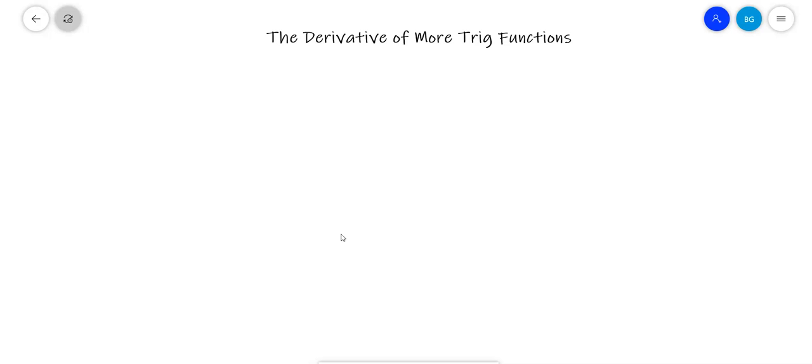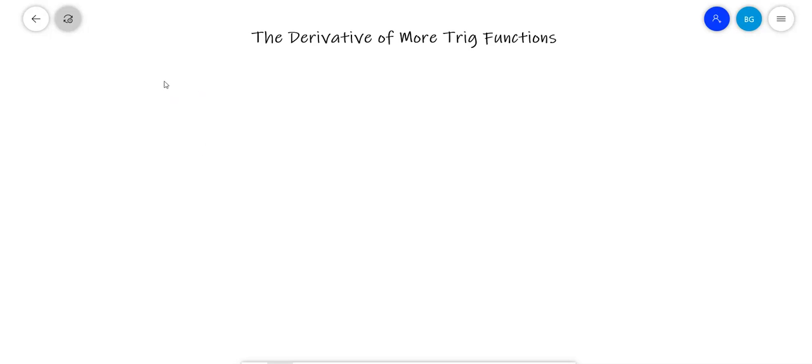So earlier we learned the derivative of a couple trig functions, sine and cosine, but we didn't go over any of the others. We kind of left those be, and I think now that we've learned some of those other rules for derivatives, it's time to actually go over the derivative of the other four trig functions.